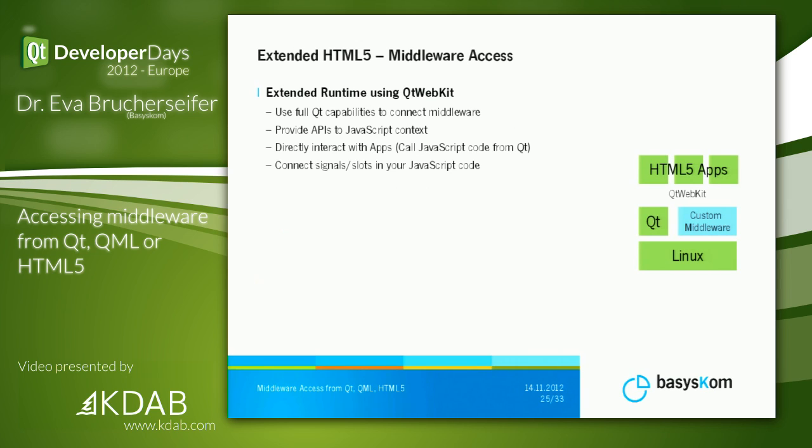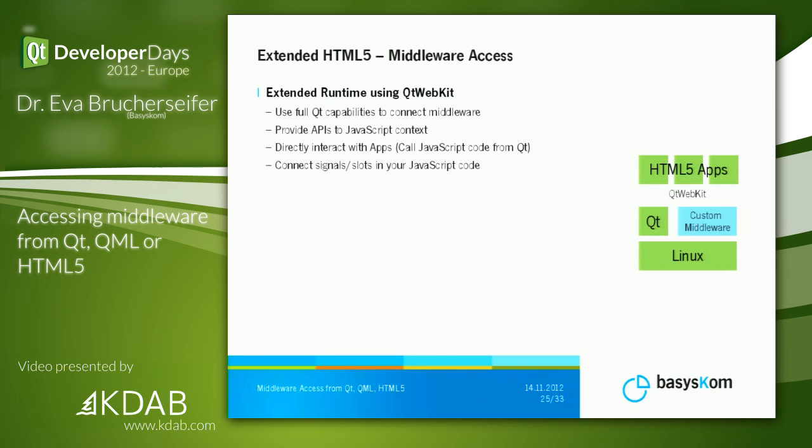Okay, but if we're not content with that, if we say, okay, this is too slow for me, or I really want to use the middleware abstraction I've already written in Qt, then we can also do this. We can use QtWebKit, which we have if we have a Qt5 stack, and connect the Qt functionality into the runtime. It works a little bit like in the QML example before. I will show you an example in a few slides.